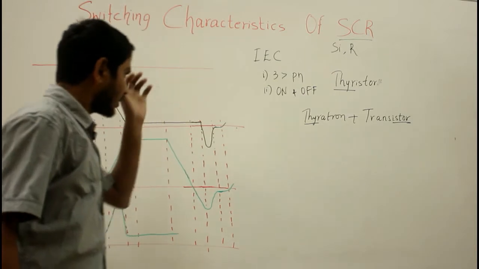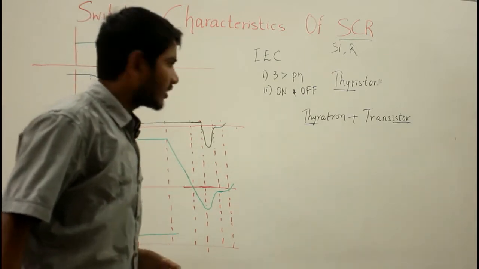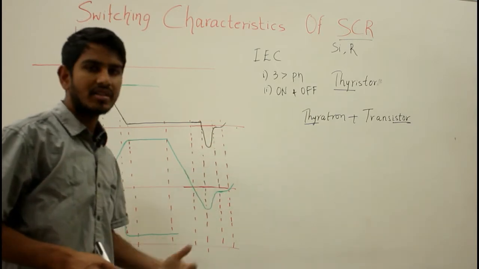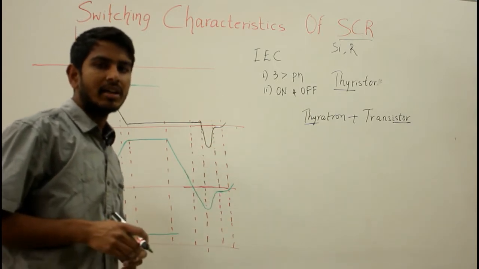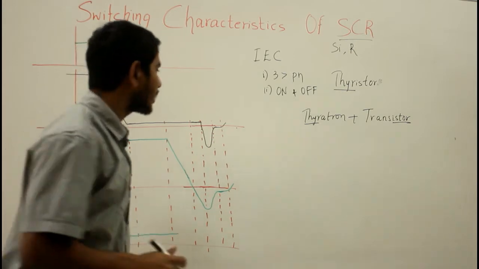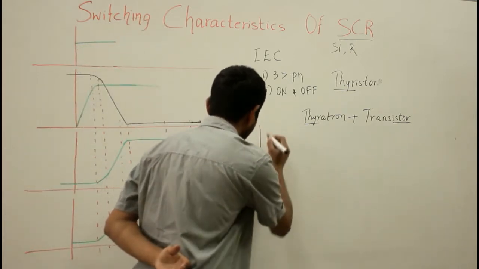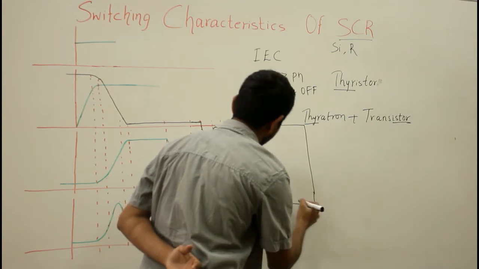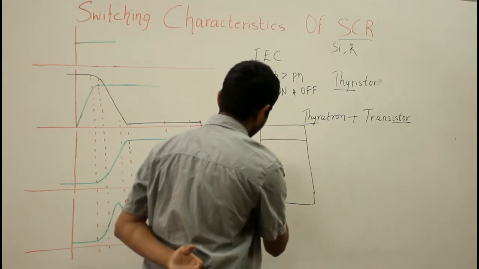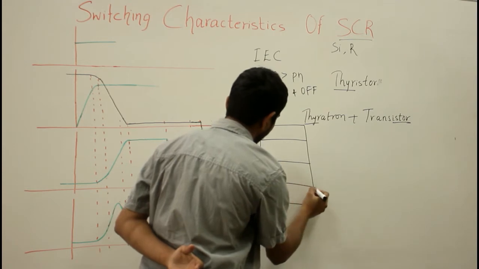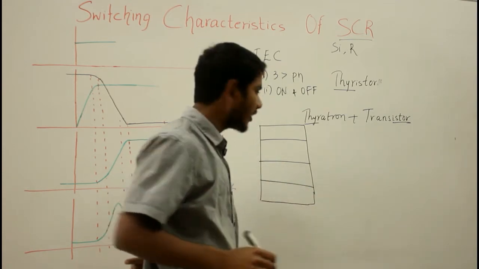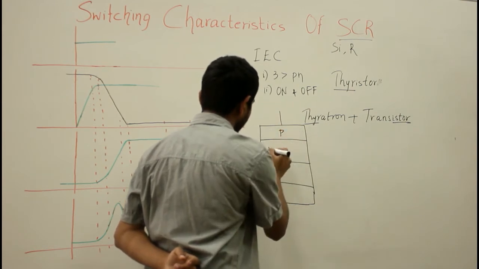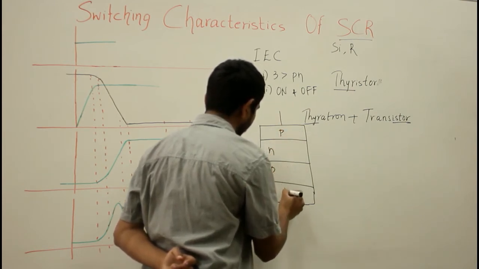So coming to the structure of the thyristor, the thyristor is a 3-terminal, 3-junction, 4-layer device with alternating P-type and N-type material doping. So let us draw this structure here. It is a 3-terminal device with 3 junctions and 4 layers of alternating P-type and N-type material doping. So let me indicate, this is P, this is N, P, N.